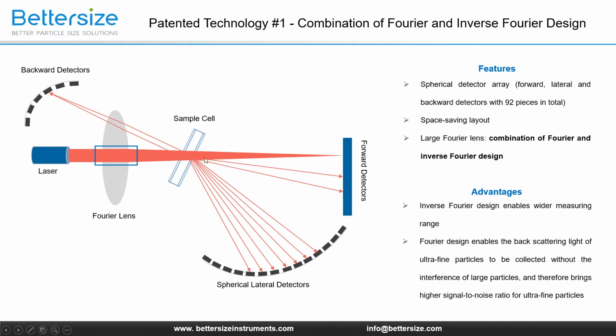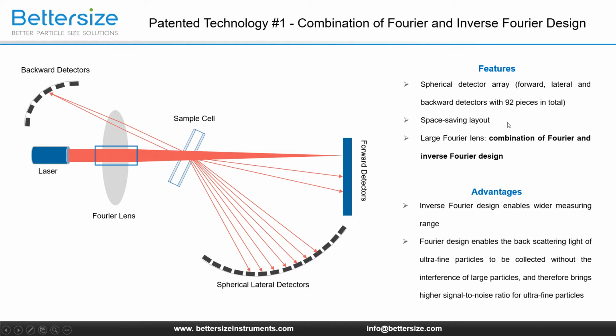The light signals are then received by the detectors placed in the forward, lateral, and backward directions. We can see that the lateral detectors are arranged in a spherical array, so that more detectors can be placed to have a wider receiving angle of scattered light as well as save space. In addition to that, this Fourier lens is larger than a traditional one.